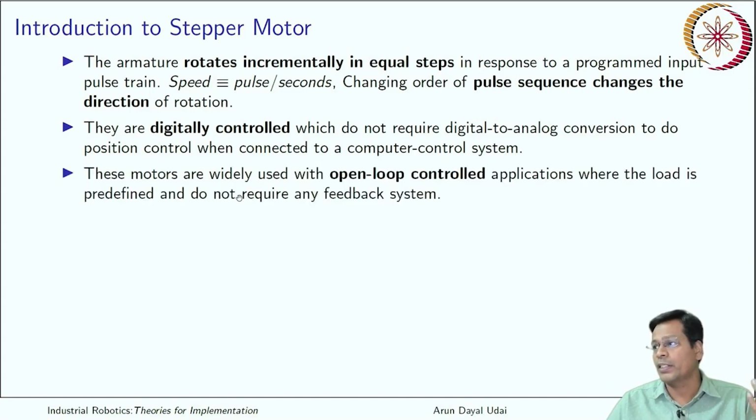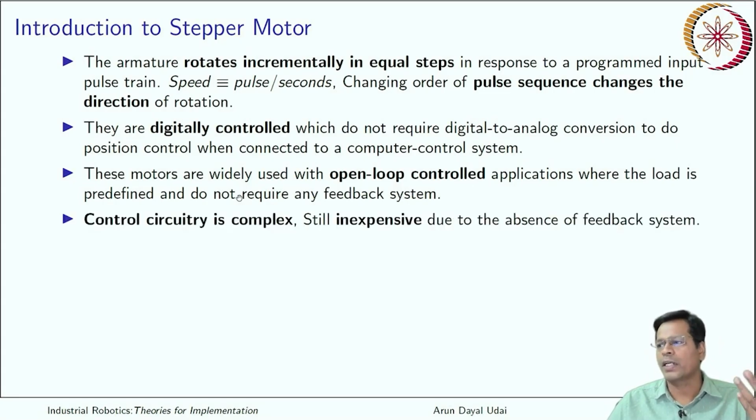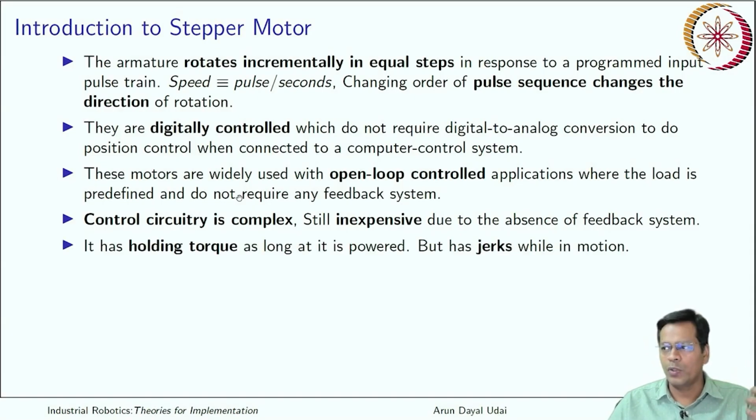These motors are widely used in open loop controlled applications where the load is predefined and you do not require any feedback system. The control circuitry in this case is a little more complex as compared to a DC motor. Still they are inexpensive because you are able to do position control even without a feedback; the feedback mechanism is totally missing, and that is what keeps it inexpensive. It has a holding torque as long as it is powered, so it can stand still in its place, and any external torque will not deviate it from the position where it is locked.